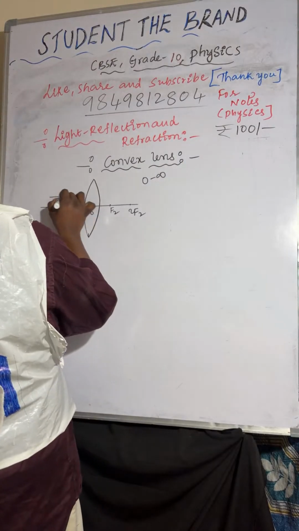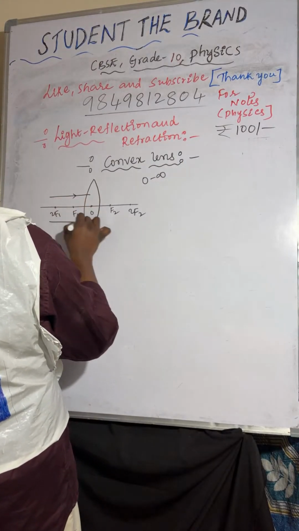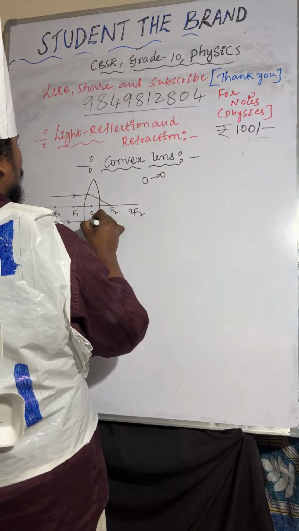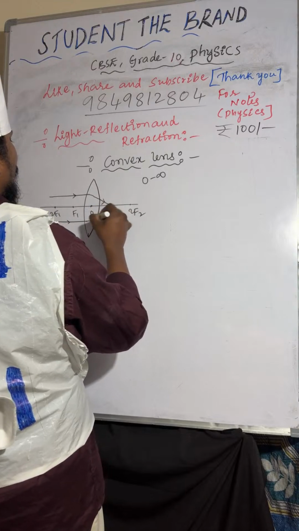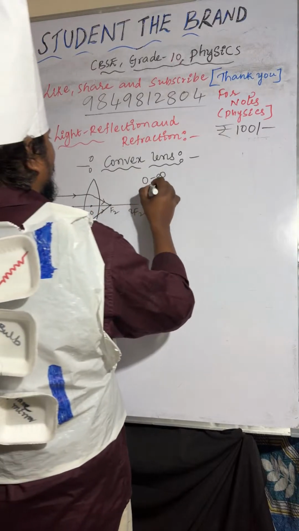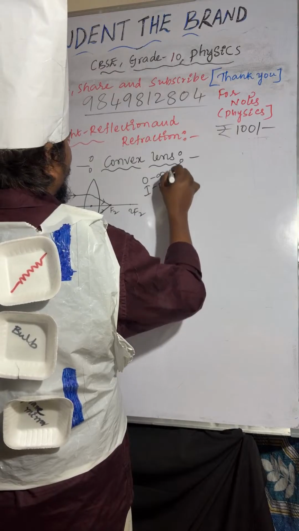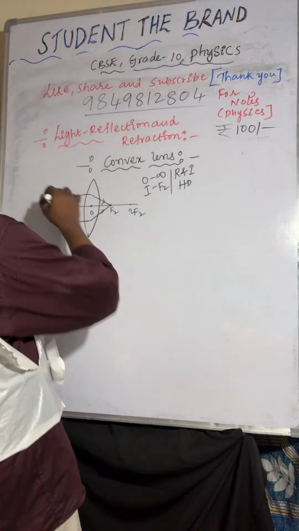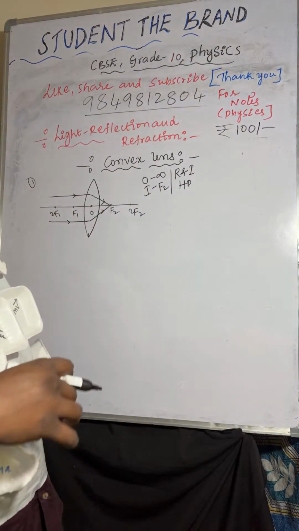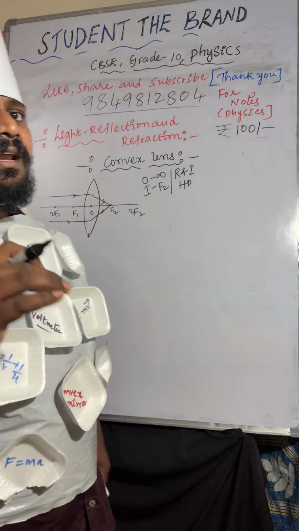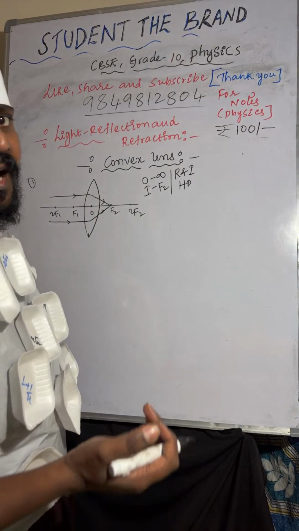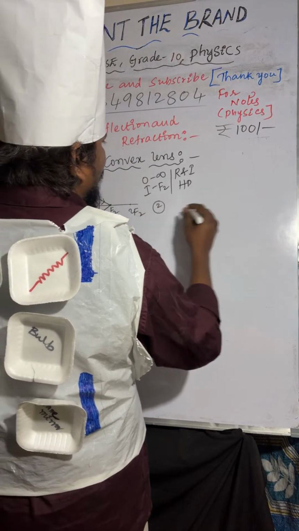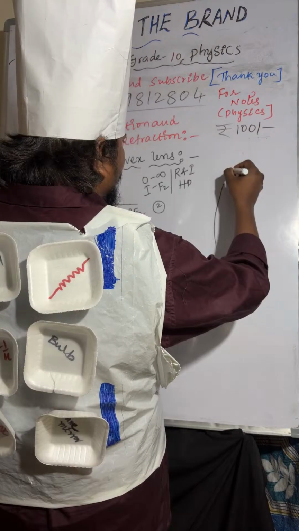Object is at infinity, image is forming at F2. Nature of the image is real and inverted. Size of the image is highly diminished. So point number 1: real, inverted and highly diminished.